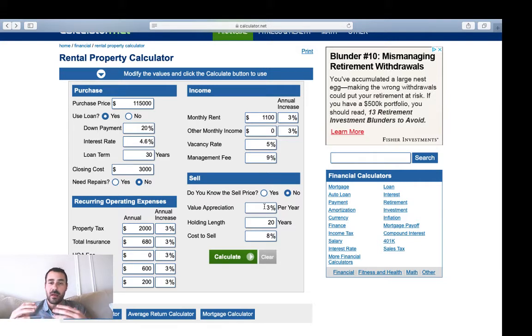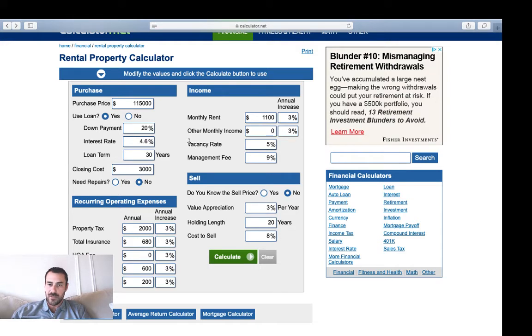The property that I bought there is probably worth about $160. As maybe some people might know, Indianapolis property prices have gone up quite a bit. But for the sake of this video, we'll keep it at 3%. If you're in a coastal market like New York or California, maybe you want to make this 4% because there's typically more appreciation in those markets. In terms of holding length, I'm a buy and hold investor, so I pretty much hold forever, but we'll keep this at 20 and we'll keep the cost to sell at 8%.